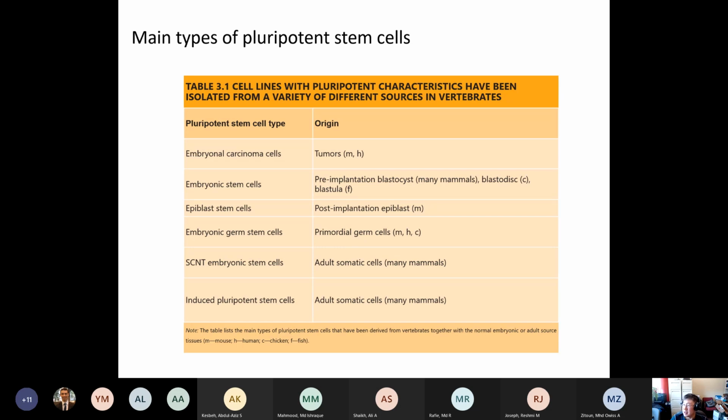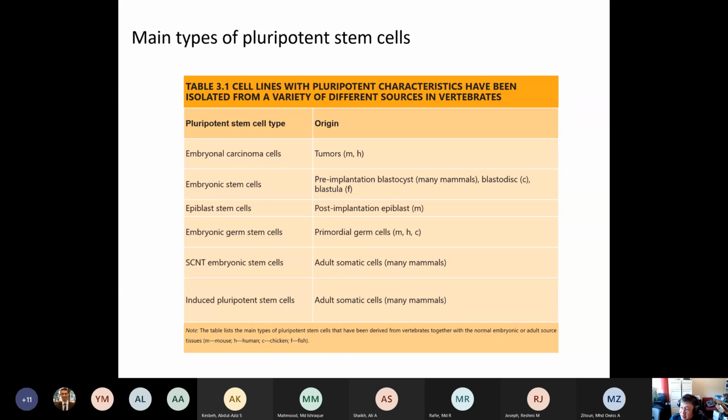The embryonic germ stem cell is the ancestor of germ cells. And the last two types, one is called somatic cell nuclear transfer embryonic stem cells, the other is called induced pluripotent stem cells. Those two are about cell fate reprogramming. Those are not natural. It's by human manipulation. All the top four cell types are naturally occurring. So you just take the natural source and put the cells in culture, and you can get them.